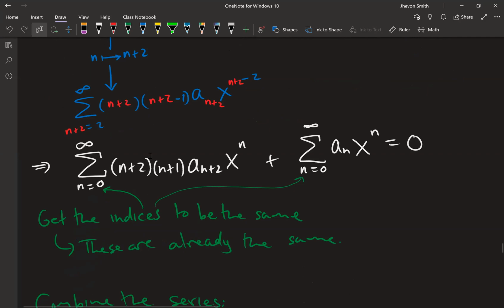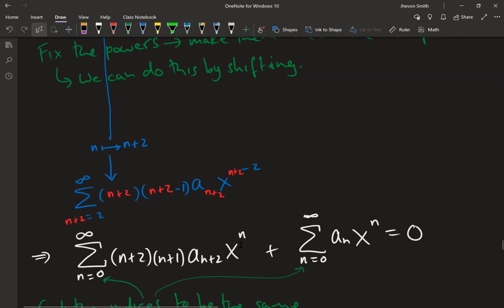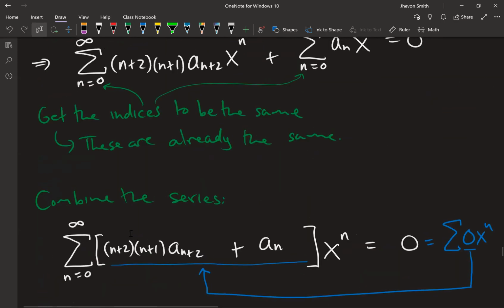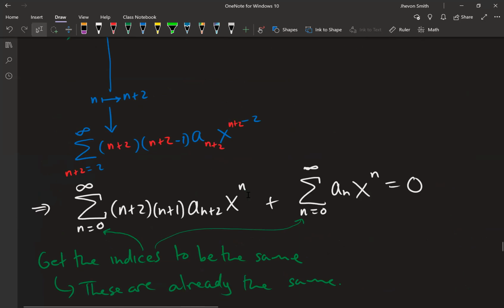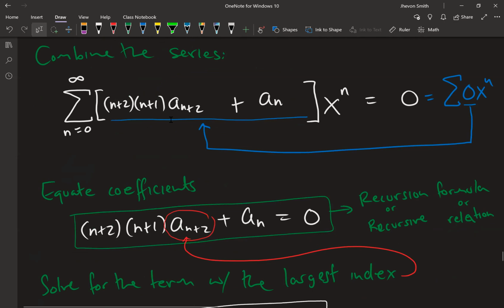First, you have to get all the x's to have the same power. Better to have the power that you assumed in your assumption for the solution. Then you have to make sure your series start at the same point. That way, now your x to the n is a common term that you can factor out, and your series you can combine into one series. So you have two things. You have to fix the powers first, then the index. Once you do that, you can equate coefficients on both sides.